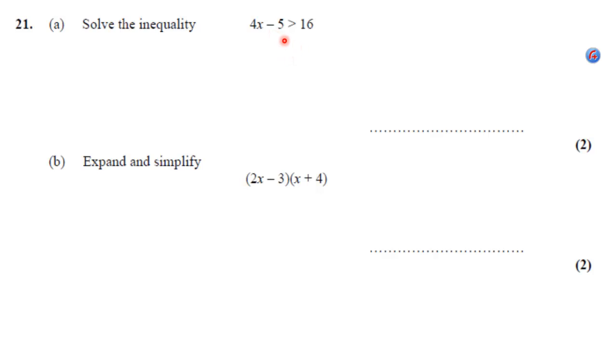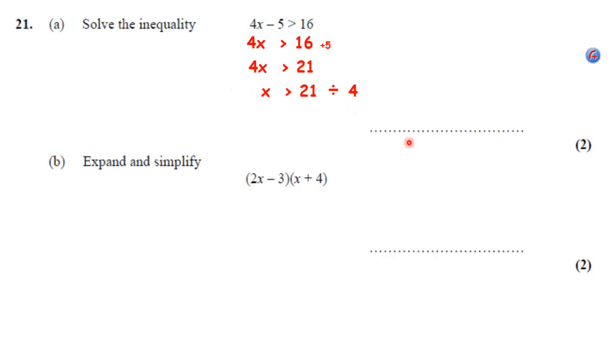So let's do this. First of all, need to get rid of the minus 5. Getting rid of the minus 5, I need to add 5. So the opposite of minus 5 is add 5. 16 add 5, that gives me 21. So I'll have 4x is greater than 21. I need to get rid of that 4 over there. That 4 is times in the x right now. The opposite of timesing by 4 is to divide by 4. So I'll do x is greater than 21 divided by 4.